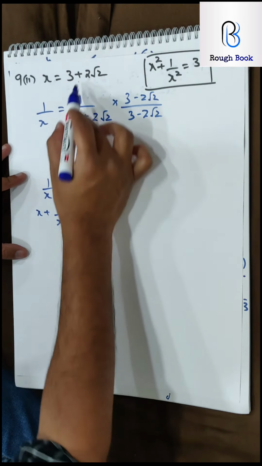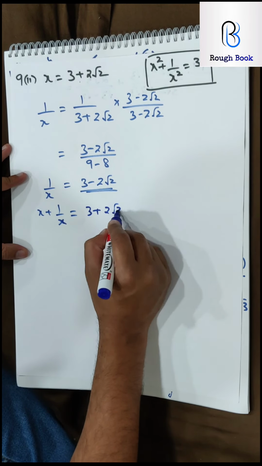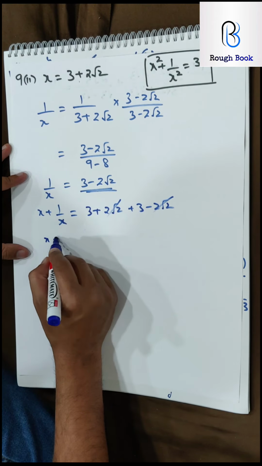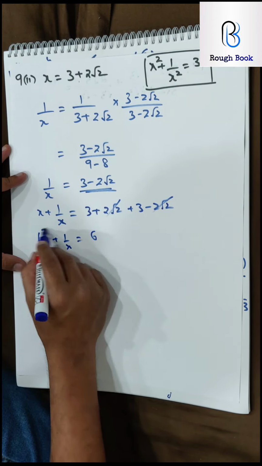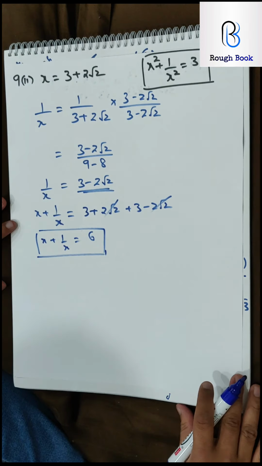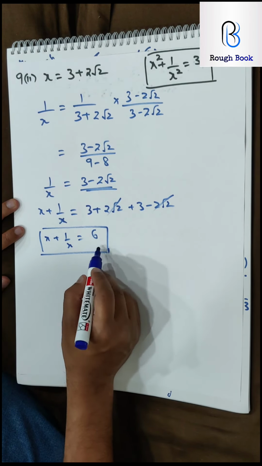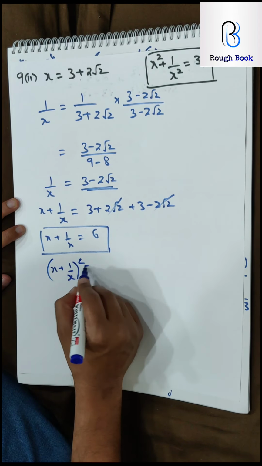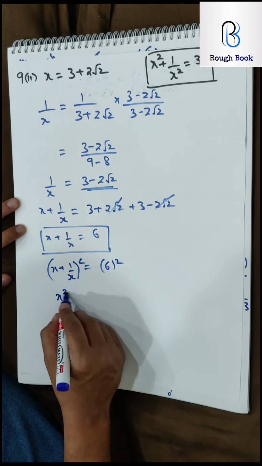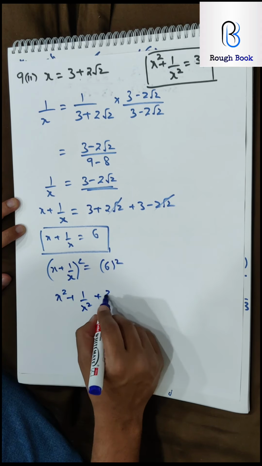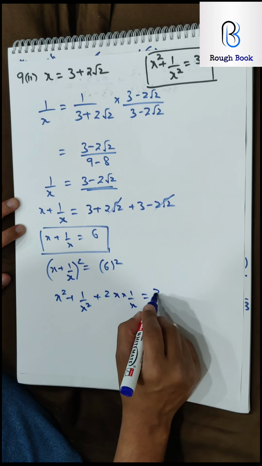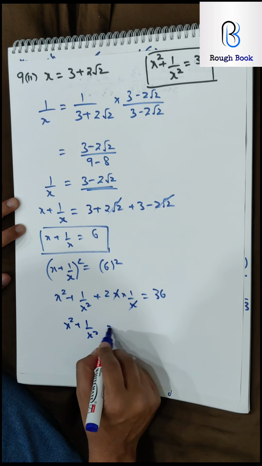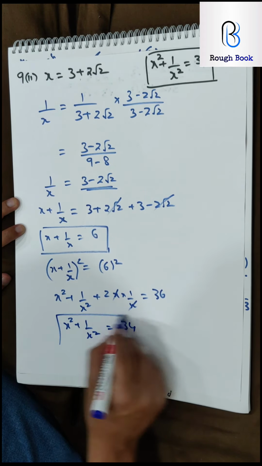So my x is 3 plus root 2 and 3 minus root 2. Each time this gets cancelled and you get some whole number. Since in the last 2 terms, sums, we are getting the same pattern. Square it now to reach here. So you are using the formula a plus b the whole square. So a square, b square, 2ab, 36 gets cancelled. So my final answer should be 34.